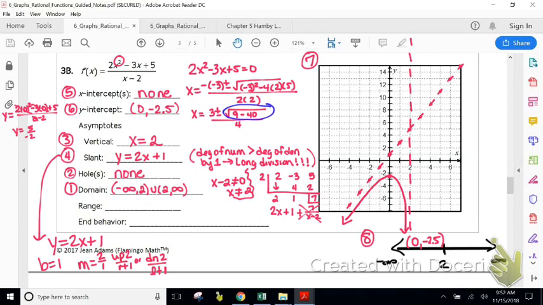All right, so let's pick a number between 2 and infinity. 3? Sure. All right, so we're going to plug this in. So we have y equals 2 times 3 squared minus 3 times 3 plus 5, over 3 minus 2. So that's 2 times 9 minus 9 plus 5 over 1. 18 minus 9 is 9, plus 5 is 14. So 14 over 1, which is 14. So the point is (3, 14).